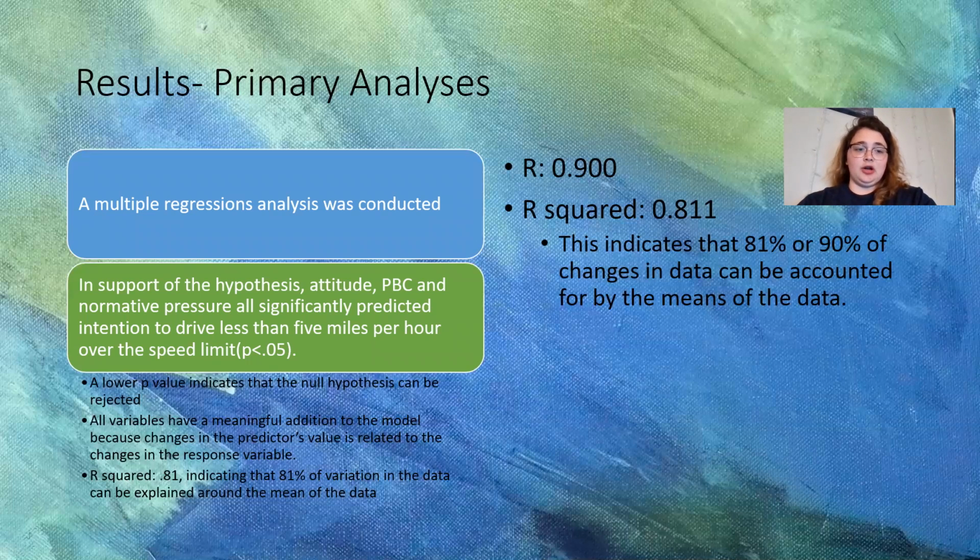For our study, our R squared is 0.81, which indicates that 81%, or 90% if you're looking at R, of the changes in data can be accounted for by the means of the data, which is a pretty high number considering most of that data is accounted for. Any of the changes that are happening are accounted for within the means.